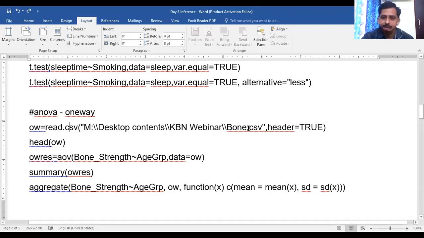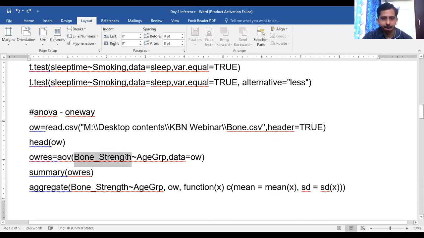Now, what we can say is, we cannot use a t-test here because the data has three age groups. Then we have to go with one-way ANOVA. I'm reading the file here. And then AOV is nothing but analysis of variance.